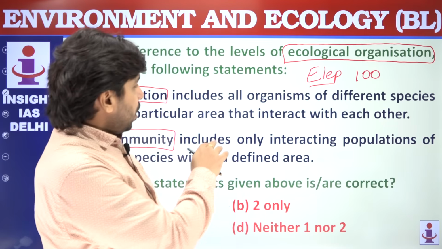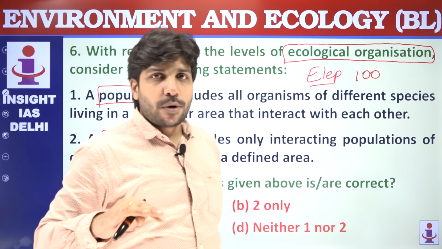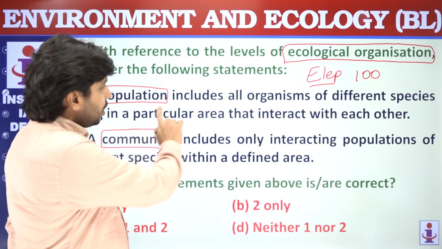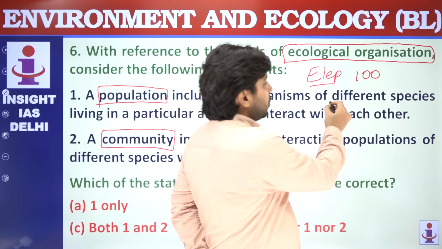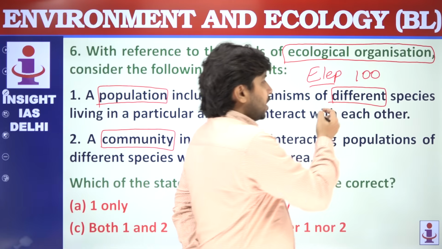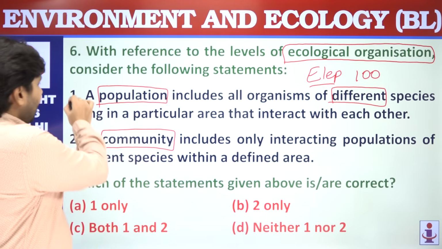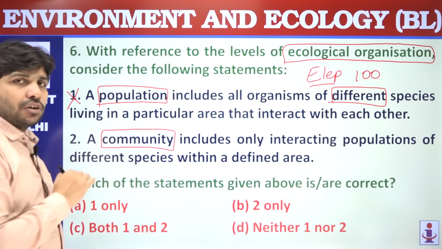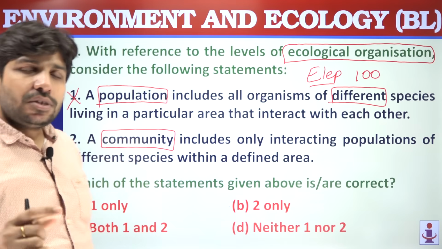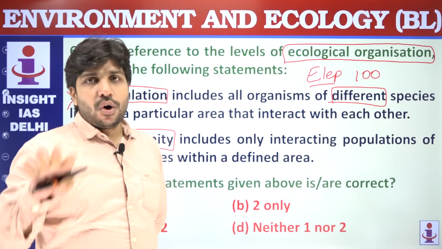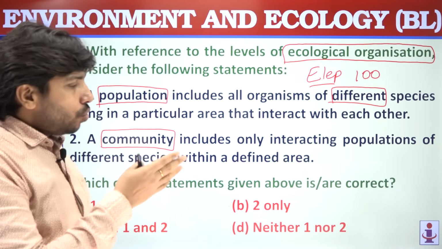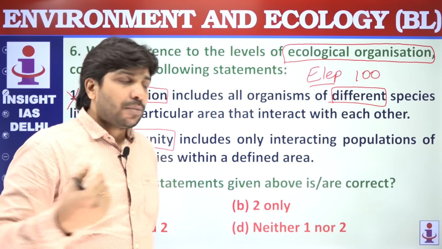If we include different species, that is not a population. The statement says population includes all organisms of different species, so this is an incorrect definition of population. Population means all individuals of one species. If we are including different species, that is called a community.